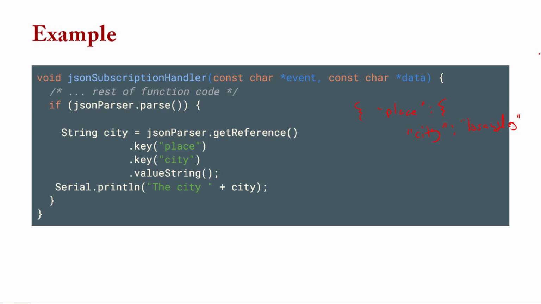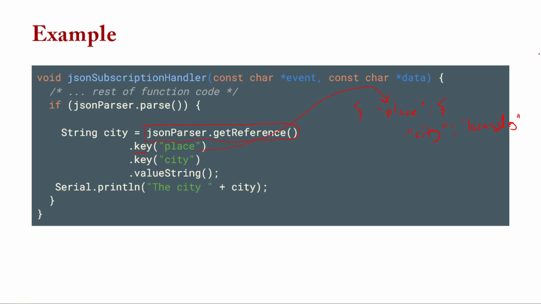Well, we have this standard code, jsonParser.getReference. Okay? So that's just default code. That says I'm trying to get some data. And then you just kind of chain down the objects. So I'm looking for it. I have a method called .key. So I say key place. So that's going to take me basically to here.